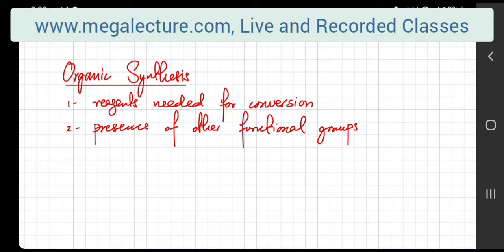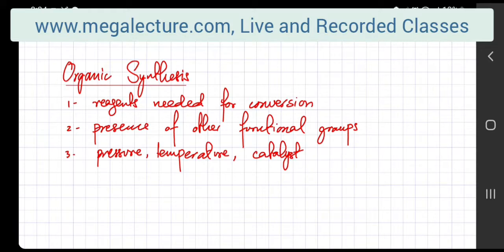You might be trying to convert, let's say, CN into carboxylic acid. You're trying to hydrolyze it, but maybe there's an ester group in it as well, so that also gets hydrolyzed. So you have to be aware of the effect of your reagents on these other functional groups that you're not trying to convert into any other thing.